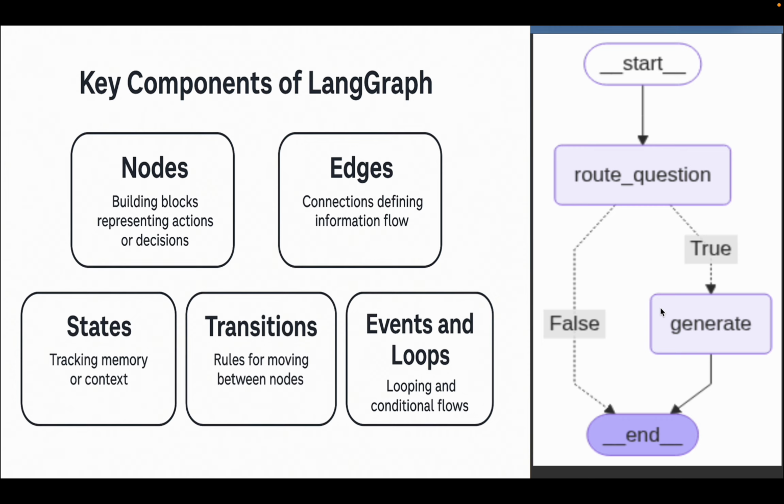So you need to specify certain rules before it goes to the next step. So this is what the transition is all about. And last is the events and loop. So it's like a conditional flow.